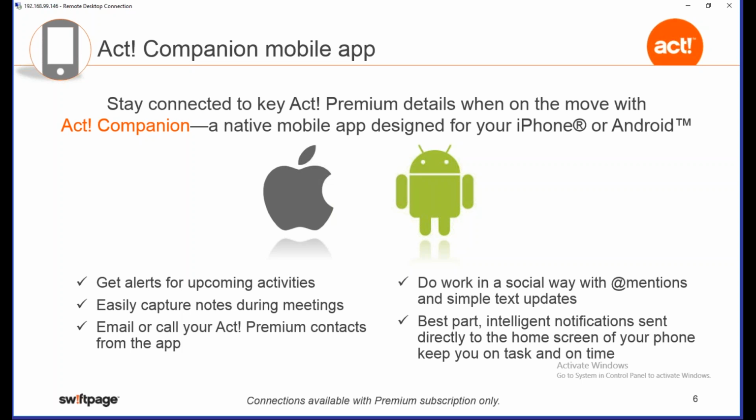Right now, if you utilize ACT Premium Mobile, you're not going to get those kinds of updates. You can see your calendar when you log in, but you're not going to get an update like you would if you had an activity on your default calendar on your mobile device. So these alerts will be able to come down to you through the ACT Companion.